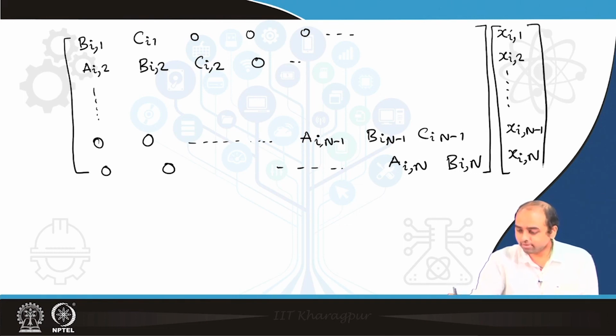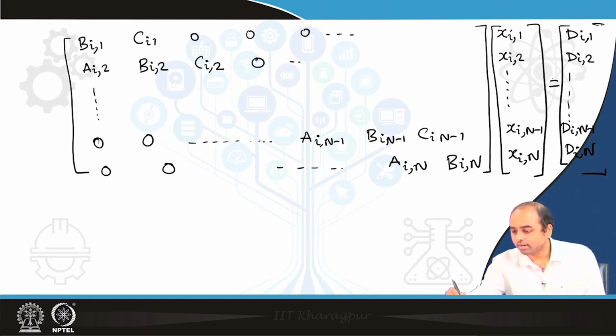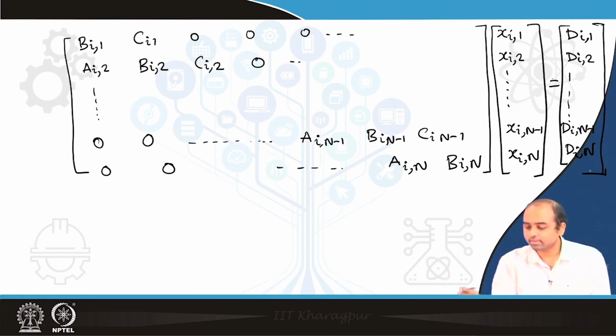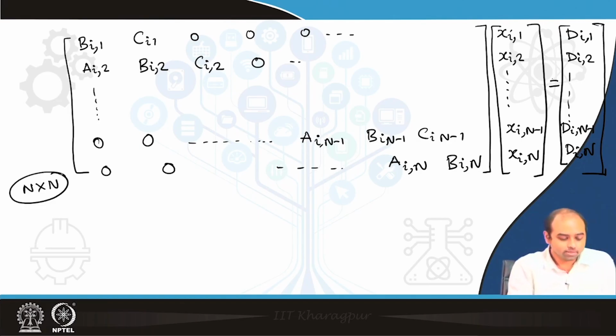So such tridiagonal matrix forms need to be prepared for all the individual components. This is for one component. Similarly, we will have it for other components, right? And if you recall from the previous case, this is an n cross n matrix, right?